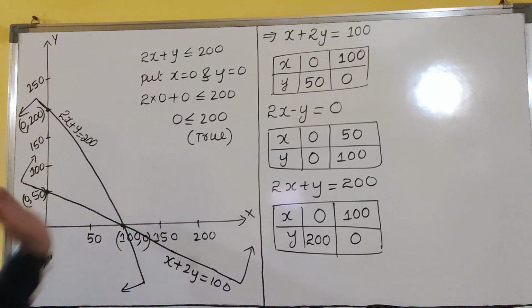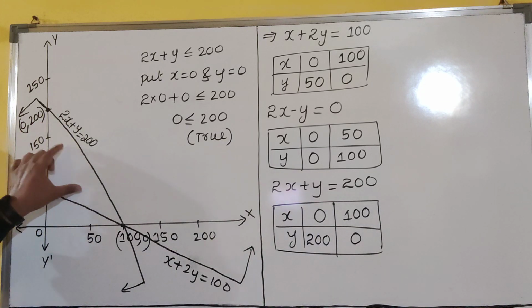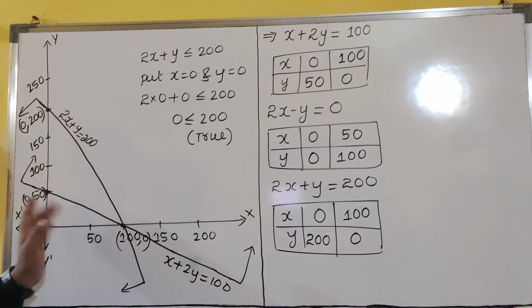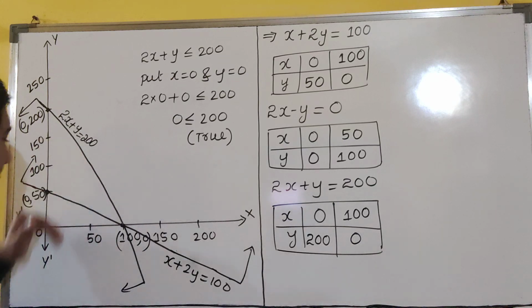In this area, can you see? This is going upward. This is coming downward. In this area they will meet. Here they can't. Why? Because it is going upward, not downward.